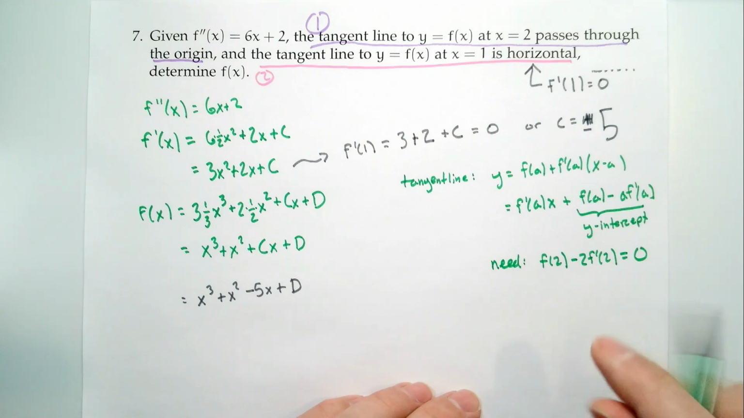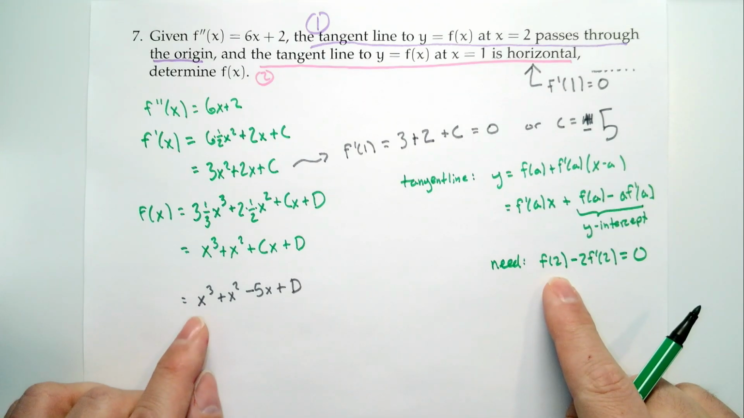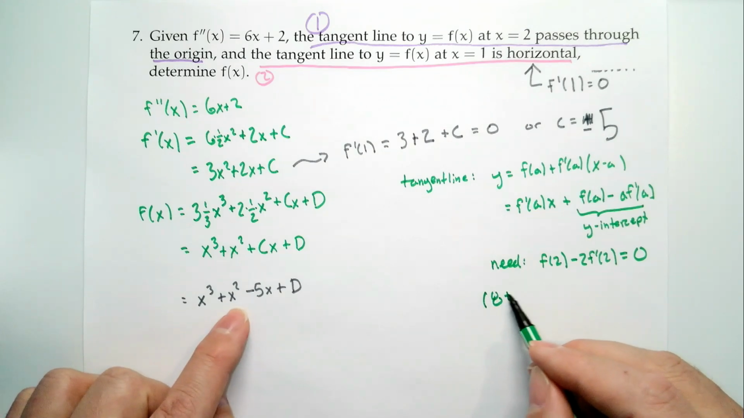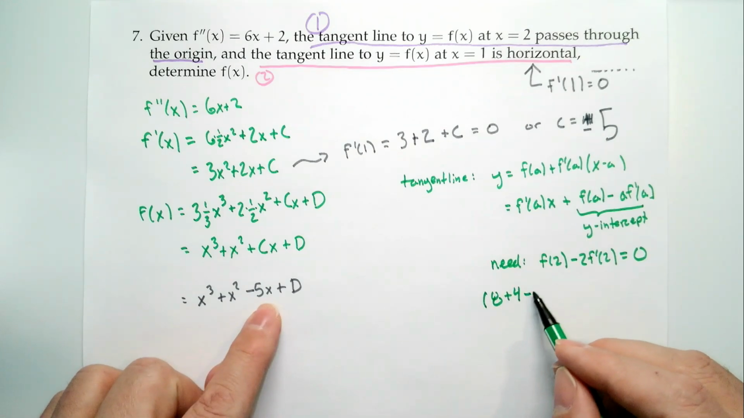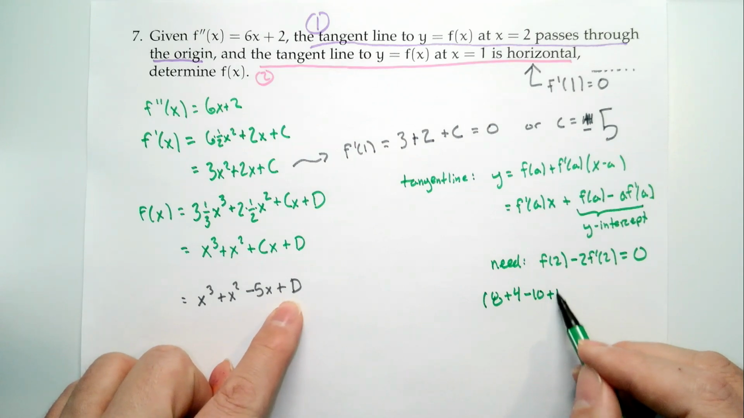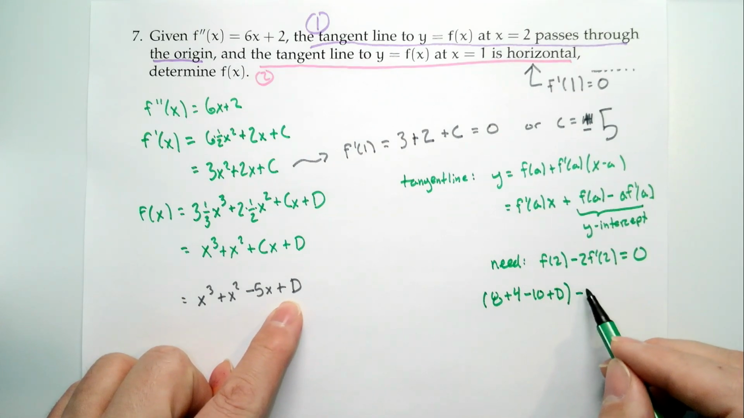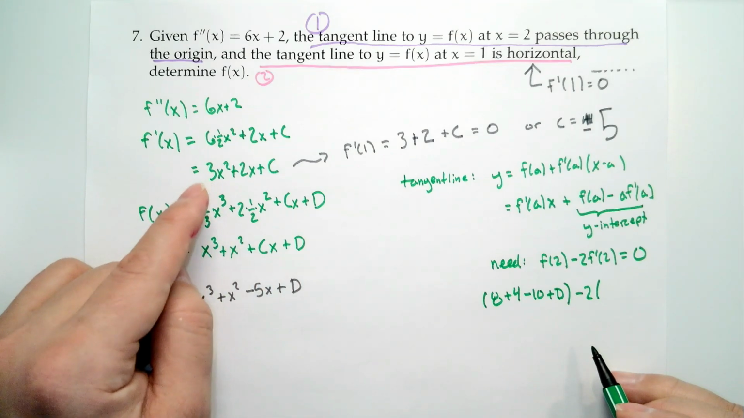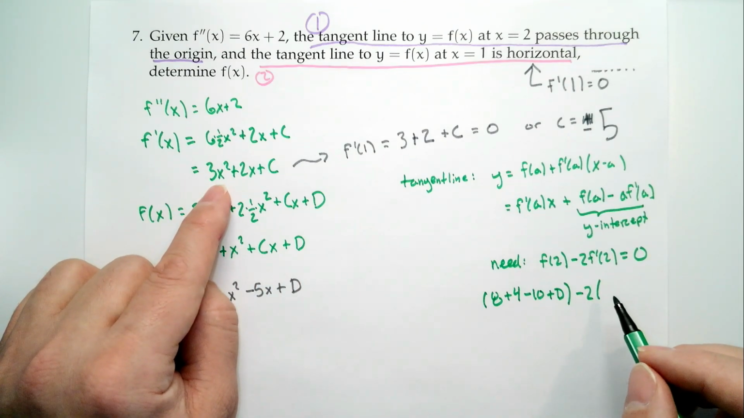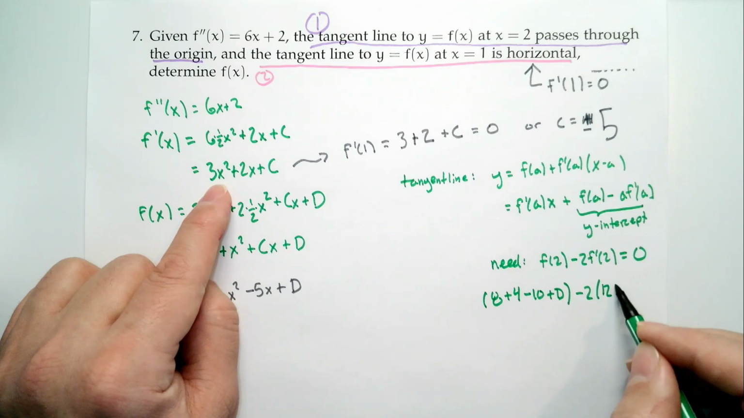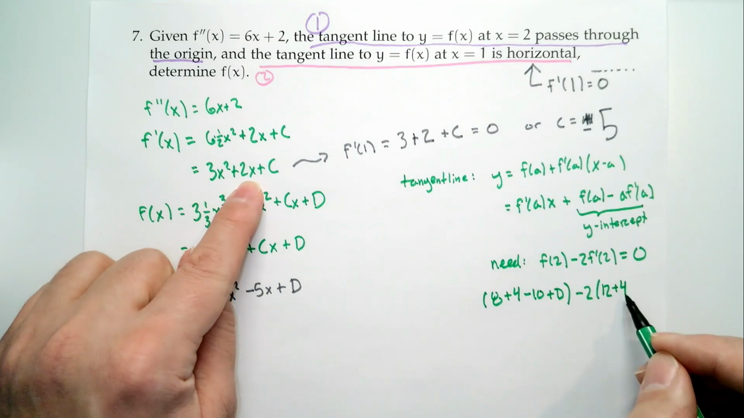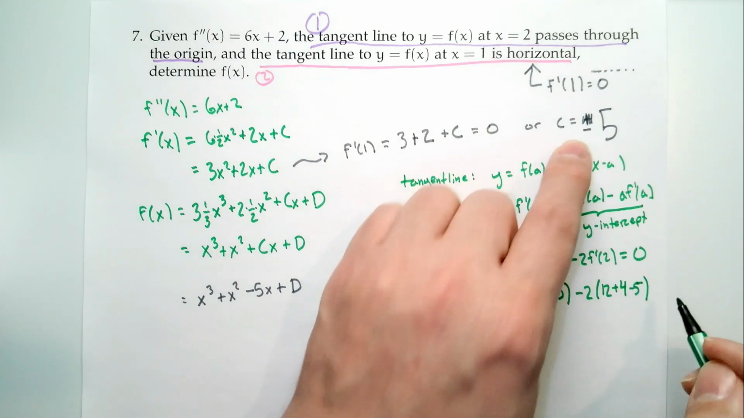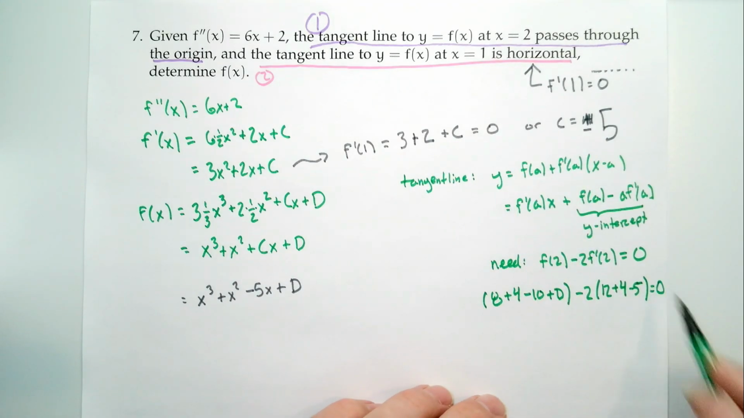So let's plug in 2. We're going to get 8 plus 4 minus 10 plus d, minus 2, plug in to f prime of 2. So that would be 12 plus 4 plus c, but we now know that c is minus 5, and that has to equal 0.